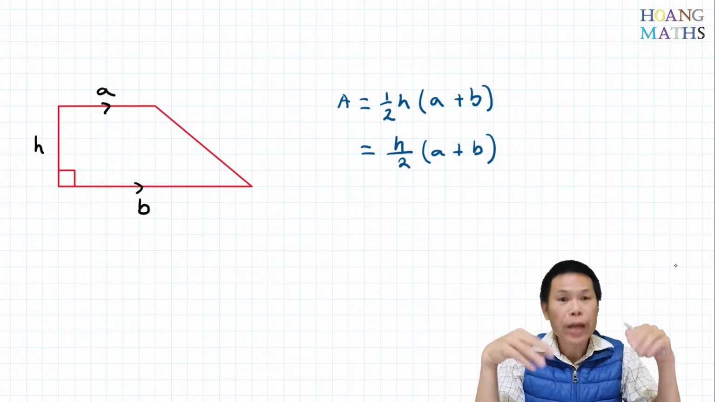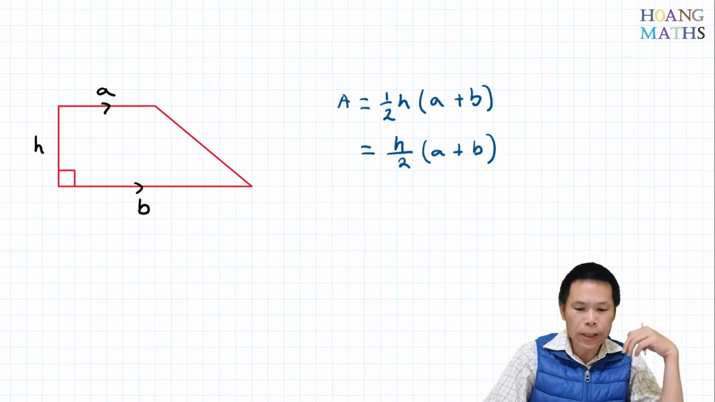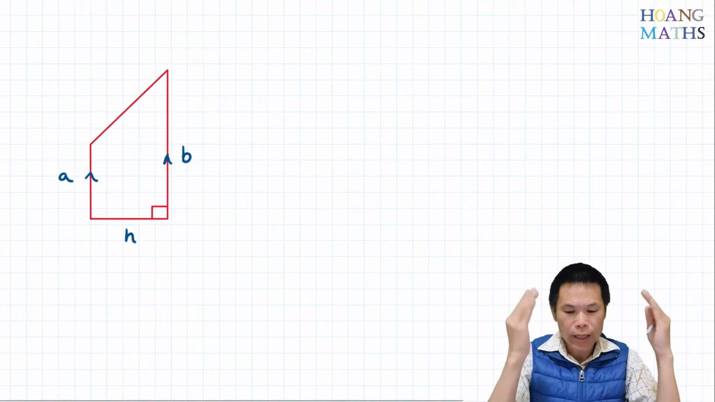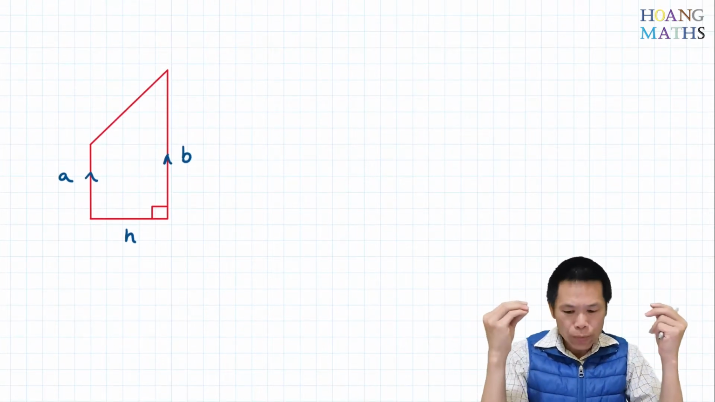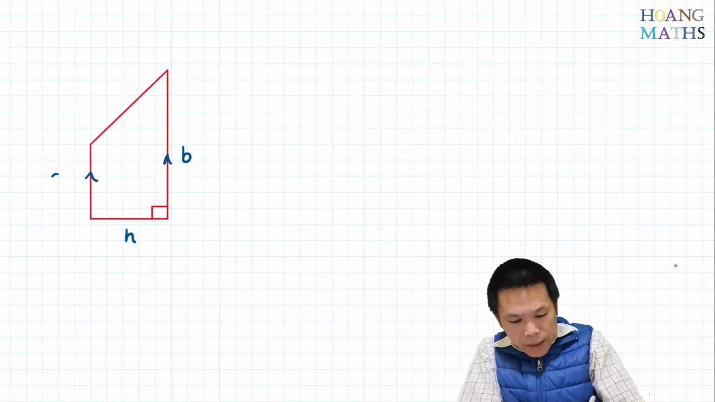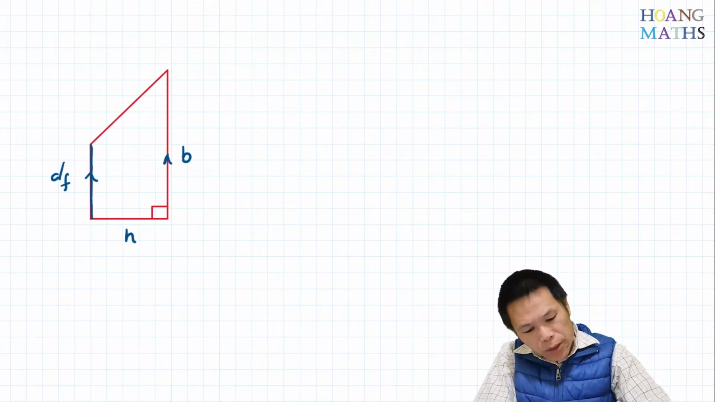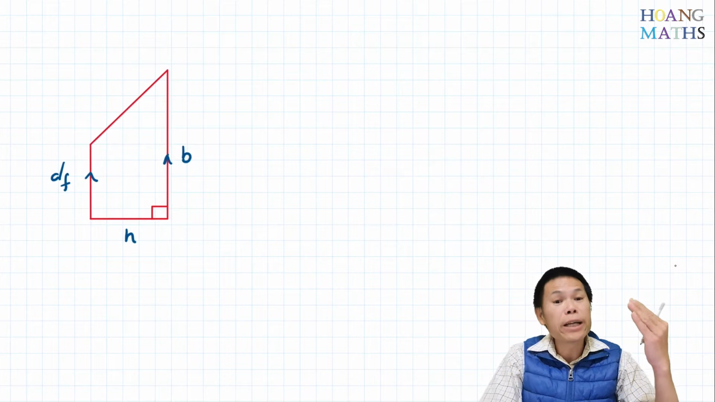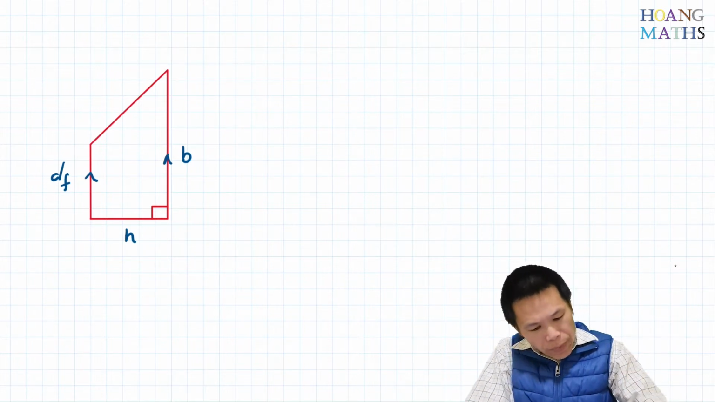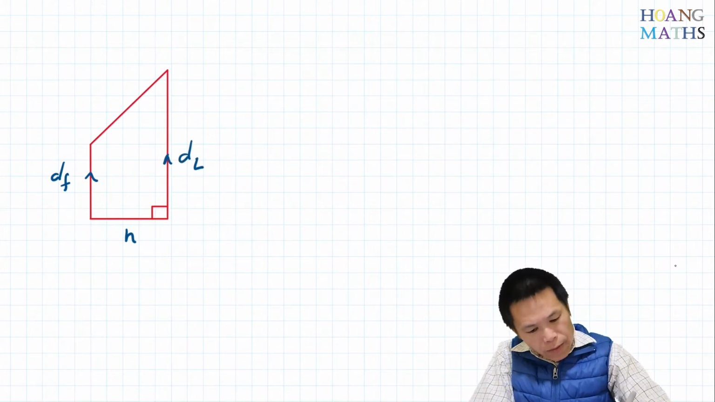And if we rotate the trapezium anti-clockwise by 90 degrees, we have a shape like this. Now, for trapezoidal rule, instead of A and B, we write distance. D first, DF, means the distance from here to here. Instead of A, we just write DF, the first distance. And for B, we just write D last, that means the distance from here to here.